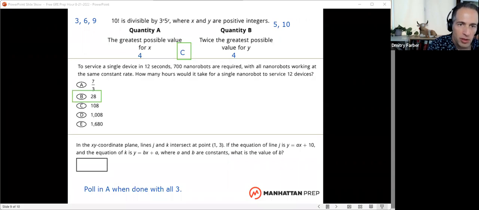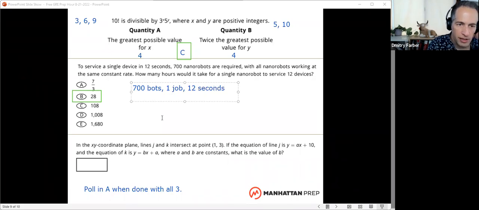B, the answer is 28. So one thing you might think about is, if you got an answer that was really far from that, what could you predict? We know it's going to take much more time for one robot than for 700 robots. So I might say, hey, it takes 12 seconds for 700 bots, and one job is going to be 12 seconds.